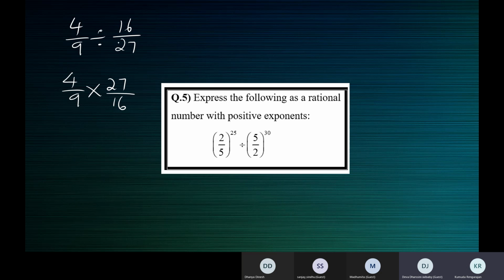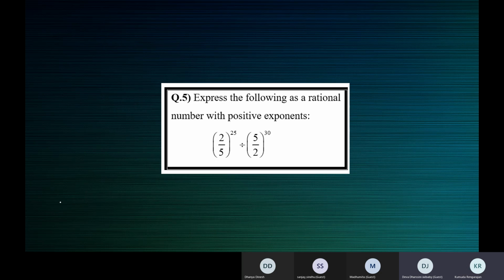Division becomes multiplication, and we write the reciprocal of the next term, right? We write 4 by 9 as it is. Division becomes multiplication, and we write the reciprocal of this term. Apply the same idea. Okay, we'll do it like that. So then how will it look? This is another alternate method. So we're going to write 2 by 5 to the power 25 as it is.